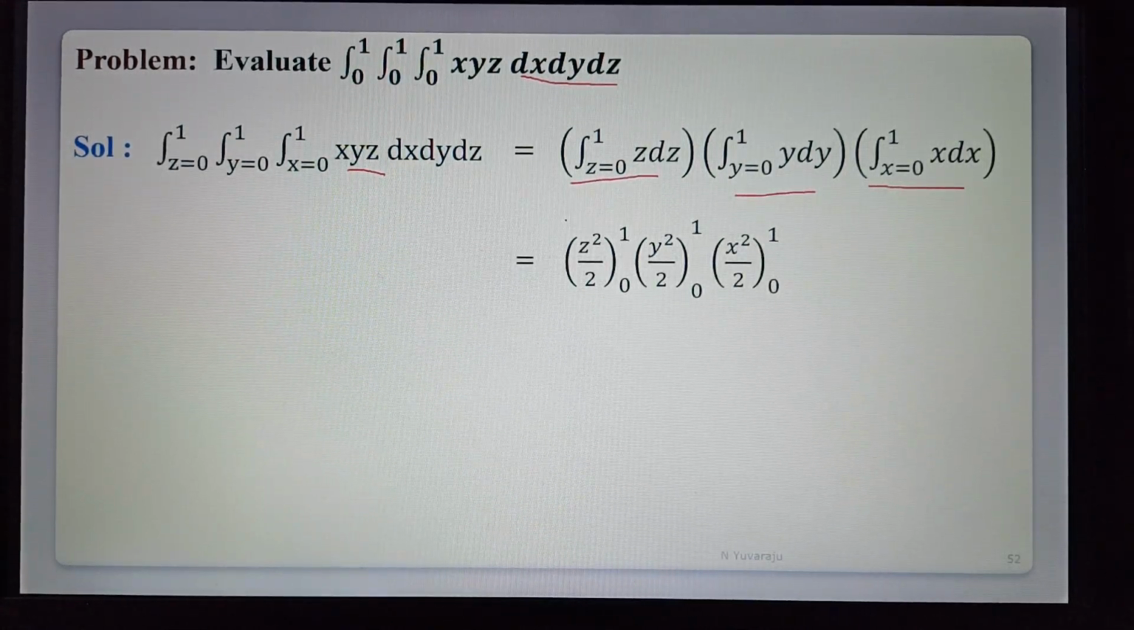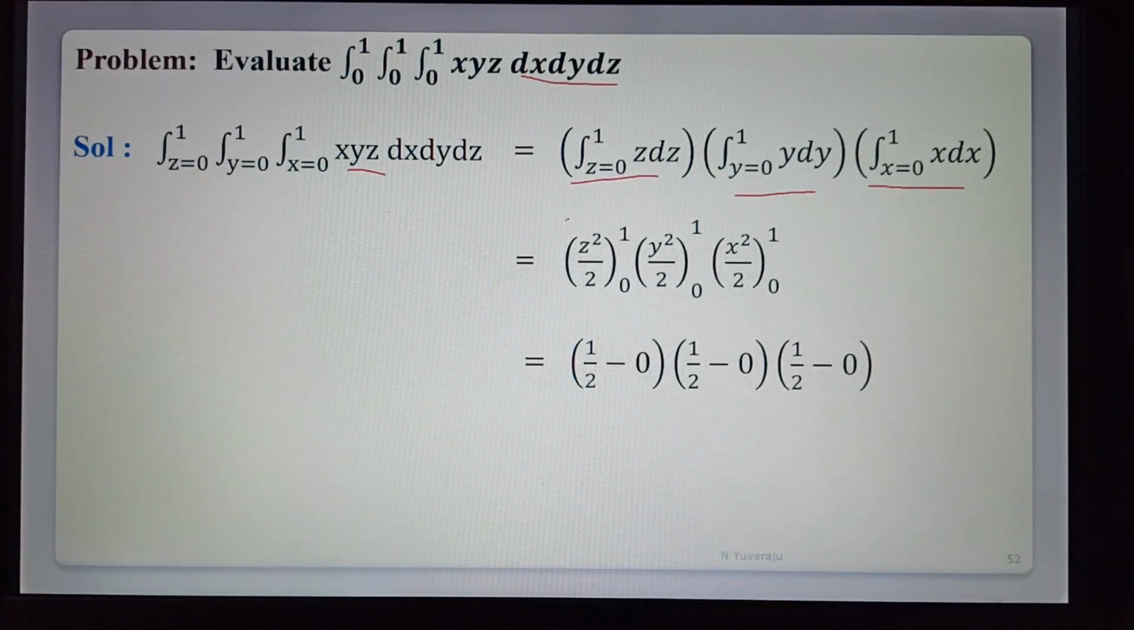So we integrate: z square by 2 with z limits 0 to 1, y square by 2 with y limits 0 to 1, x square by 2 with x limits 0 to 1. Substituting the upper and lower limits, we get 1 by 2 minus 0, 1 by 2 minus 0, 1 by 2 minus 0, which equals 1 by 8. This is the required result of the given triple integral.